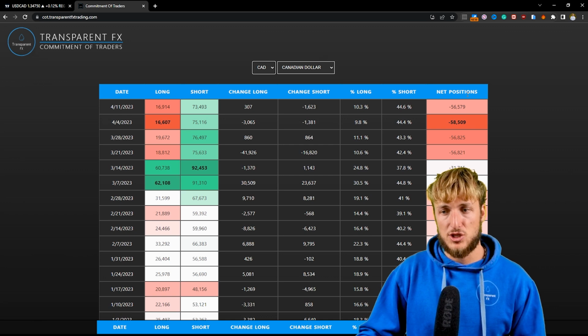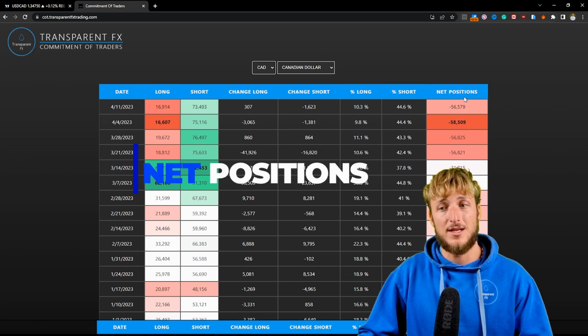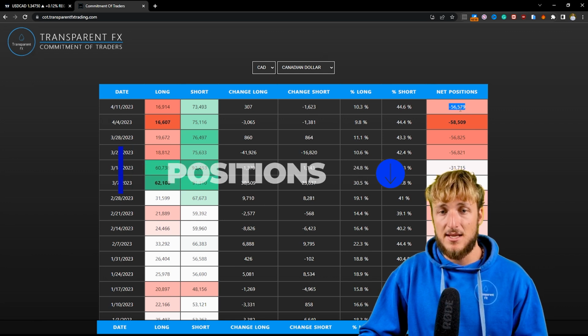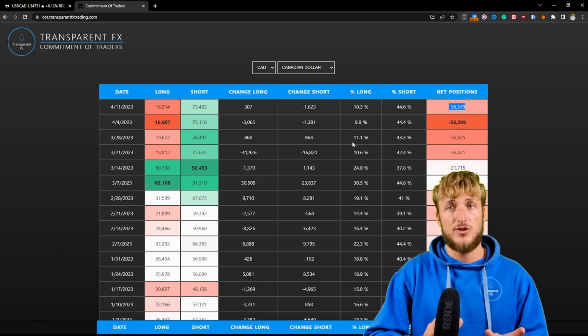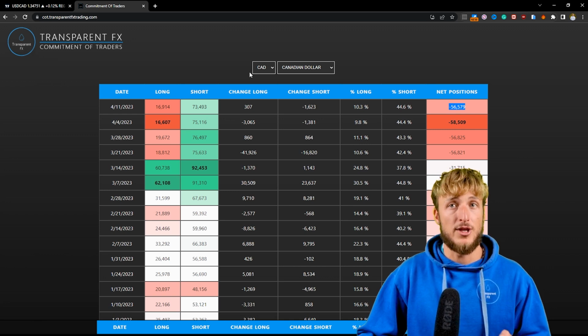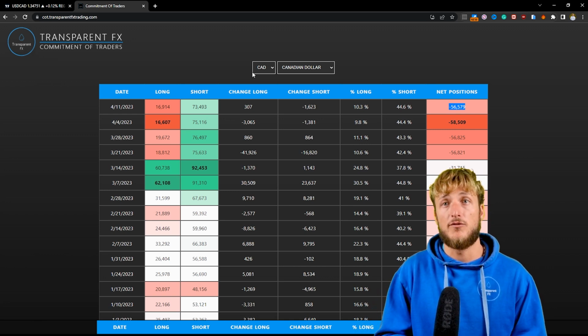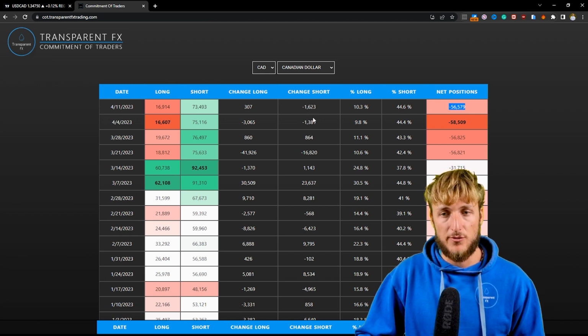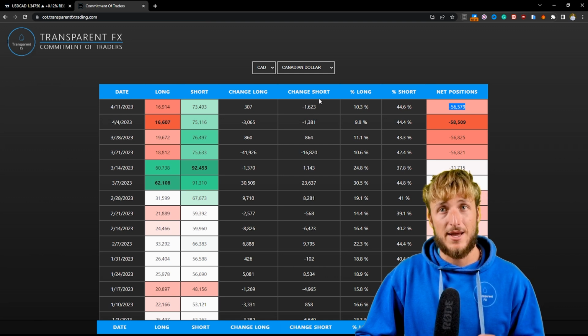Now, looking at the net positions, we can see how net positions have been decreasing, going from minus 29K to minus 56K, meaning that institutions have been shifting to the bearish side of the CAD, meaning to the bullish side of USD CAD. So in the long term, we are seeing a shift to the bullish side of USD CAD from an institutional perspective.